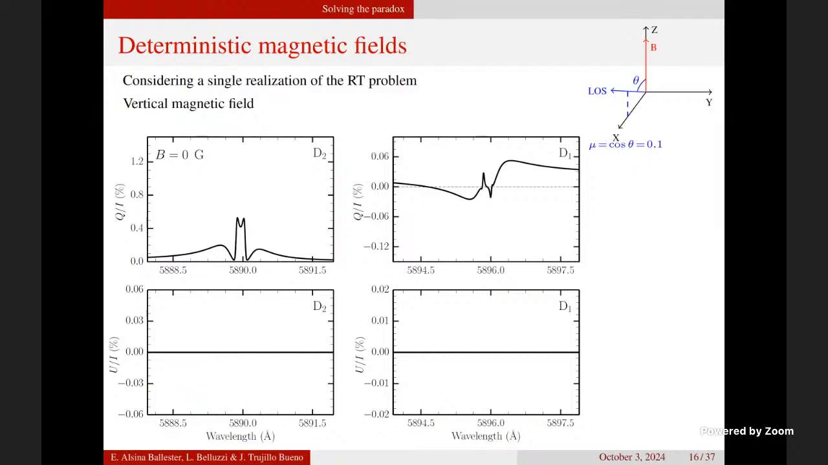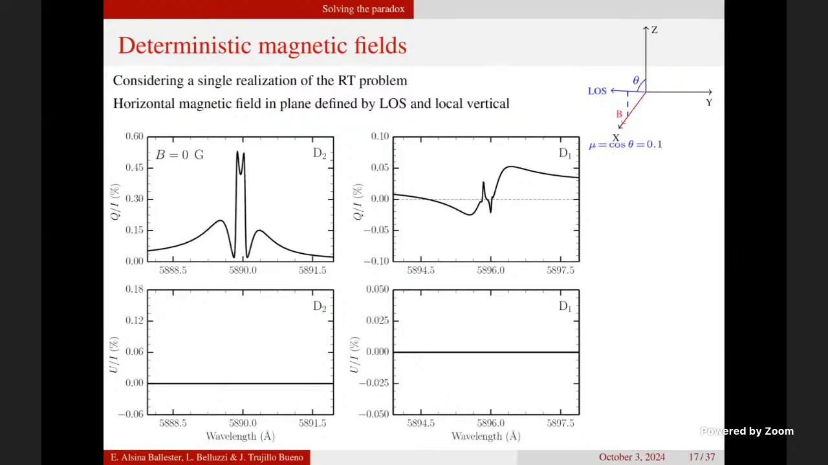This is what we see in the absence of magnetic fields, that we only get Stokes Q. And now I include a vertical magnetic field. With a small field, you see in the D1 some depolarization and the appearance of an increase in the D2 line. This is associated to accounting for hyperfine structure. This is just a technical detail. And also, for stronger magnetic fields, we still get the appearance of some Zeeman effect.